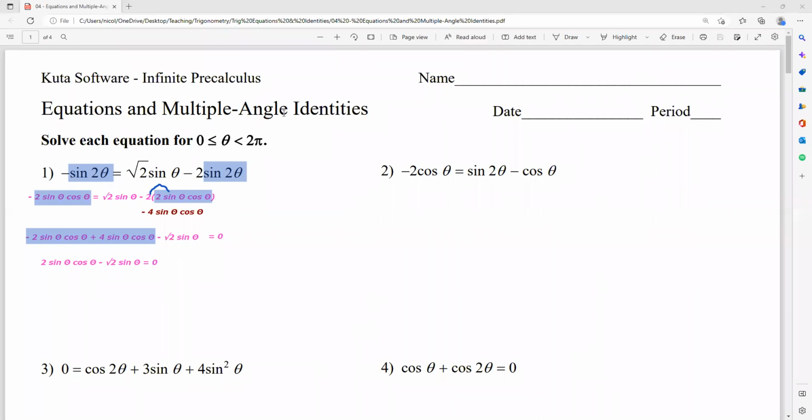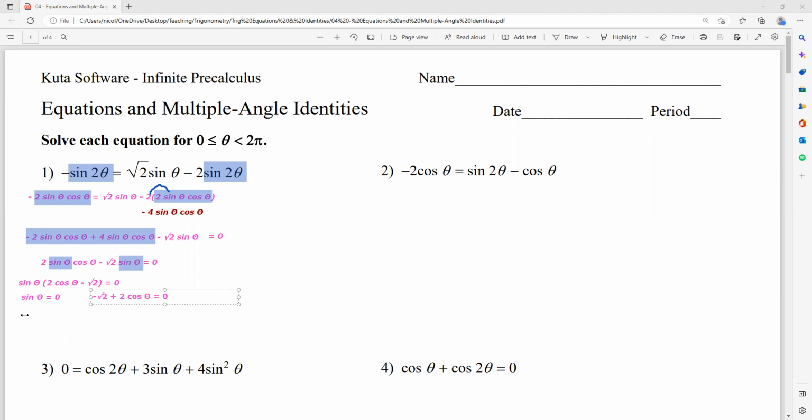So now you can factor. There's lots of algebra a lot of times in trig and moving forward. So you can factor. What do these terms have in common? Well, they all have sine of theta in common, right? So if I took out a sine of theta, I would then have 2 cosine of theta minus the square root of 2, and then that equals 0. So that means sine of theta equals 0. And I could rewrite the other factor like this: negative square root of 2 plus 2 cosine of theta equals 0.